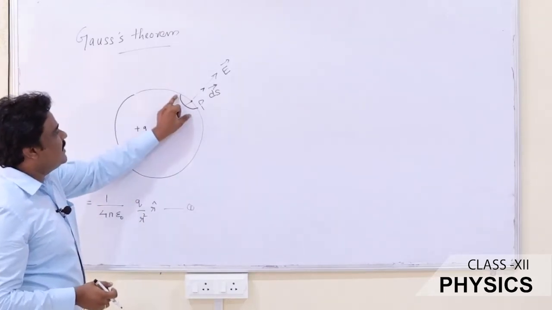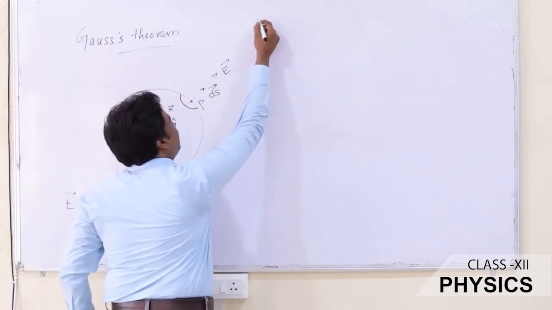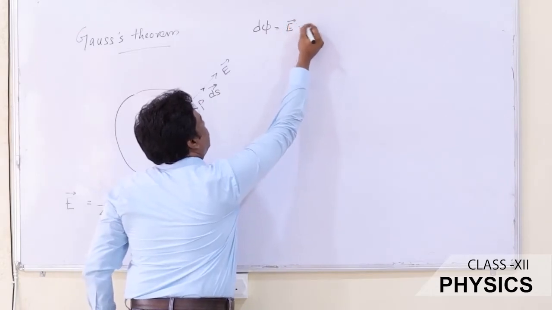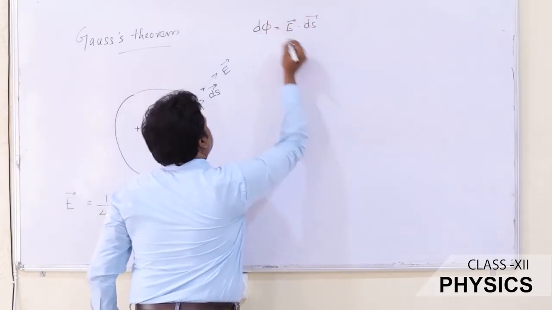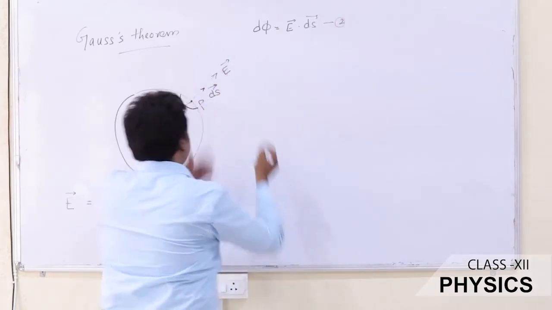Now, what is the expression for small flux linked with the small area? Already we have a formula: d phi is equal to E vector dot ds vector. Mark it as equation number 2. I can use 1 and 2.